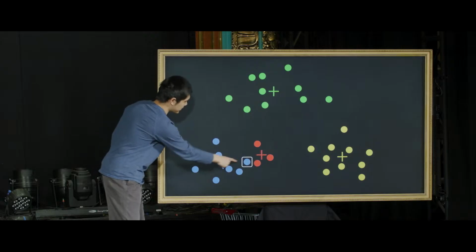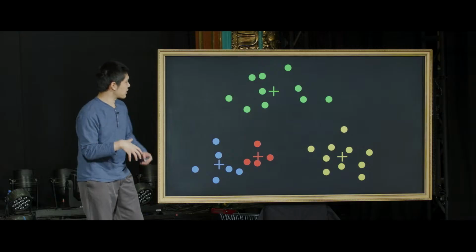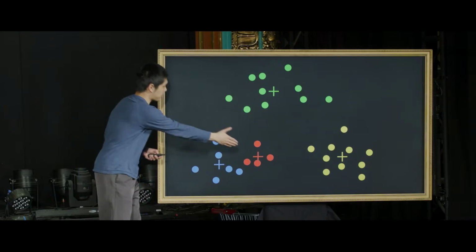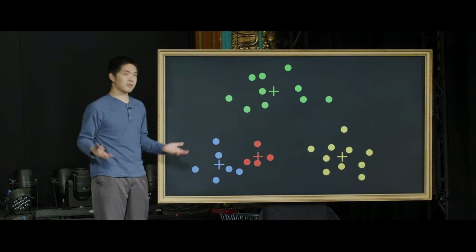And one more time, this blue one here used to be blue, but now it seems to be closer to red. We'll update it to red. And at this point, we will have reached convergence. The centers have moved, and there are no more points that need to switch into a different cluster. And we have 4 clusters.